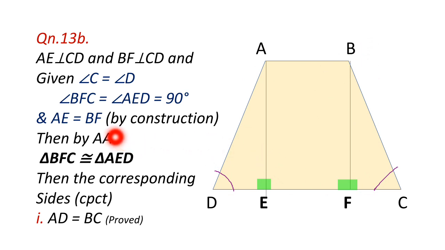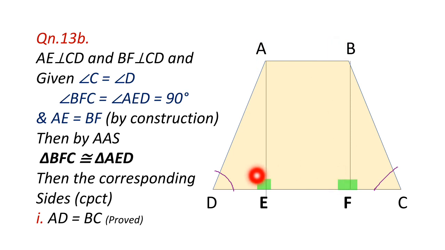So we have found one angle: this angle C is given equal to this D. It is the given condition. That means BCF is equal to ADE, and one angle is 90 degrees, AED and BFC are 90 degrees. And one more thing, AE is equal to BF. This is by our construction. Here AE is equal to BF.